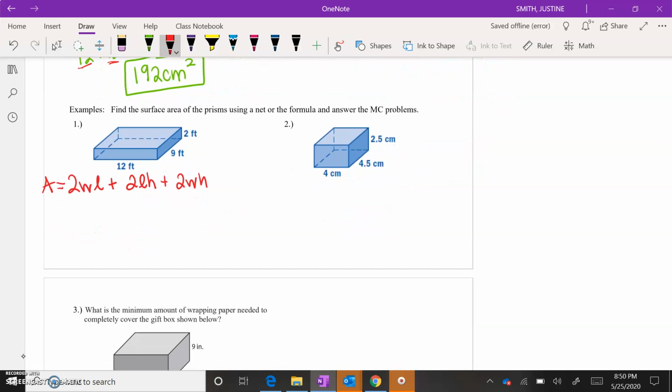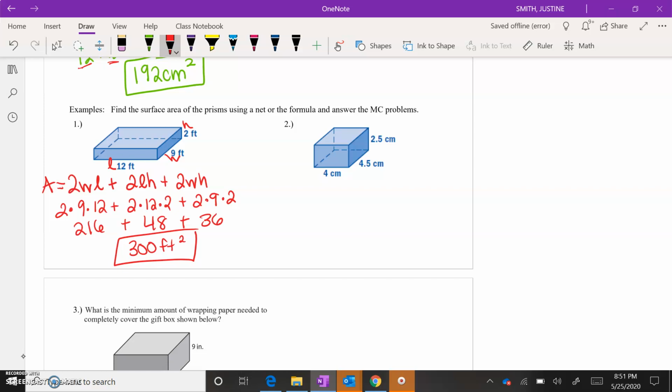Okay, so I'm going to label these. So this is my length, this is my height, this is my width, and I'm going to just plug them in. So 2 times 9 times 12 plus 2 times 12 times 2 plus 2 times 9 times 2. Okay, so if I go through, this gives me 216 plus this would give me 24, 48, plus 18 times 2 is 36. Okay, so I add them together to get 300 feet squared.